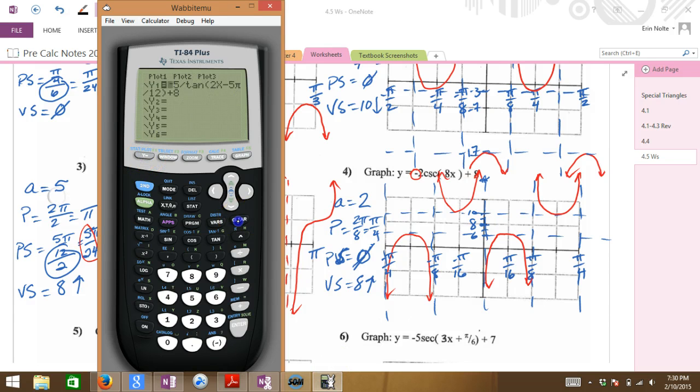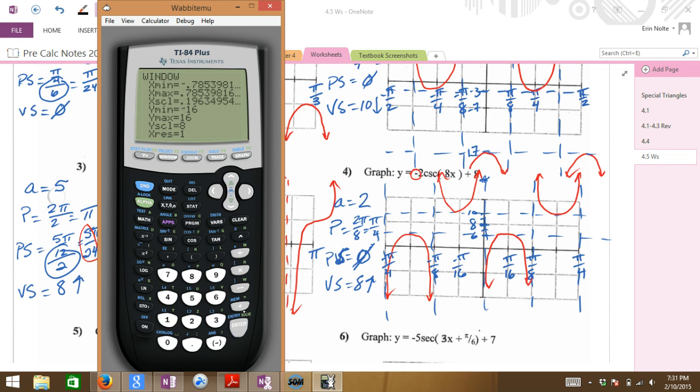So I'm going to type that in the calculator. I've got -2 divided by the cosecant, which is the inverse of sine, of 8x plus 8. Going to my window, for my scale, I go from -pi/4 to +pi/4, and I'm going by increments of pi/16. That's the first increment, pi/16.